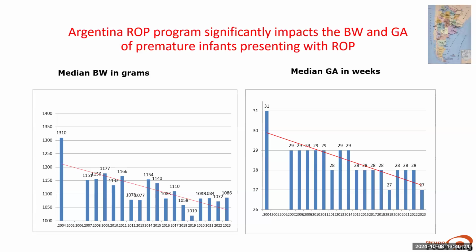In this case of Argentina, you see how the median birth weight in grams was reduced through the years from 2004 to 2023. So that's an impact of the program. The babies getting ROP were smaller than before, the same with gestational age. Next.